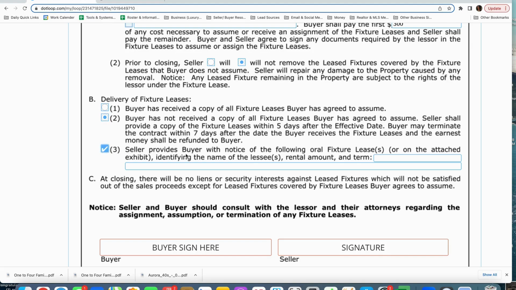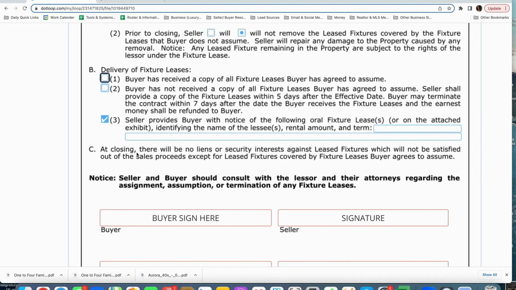Or seller provides the buyer with notice of the following verbal agreement, because there are some cases where they have verbal leases. They just changed these contracts to include verbal, so seller may have a verbal or oral agreement, or attach the exhibit. They need to have the name, the leaser's information, the amount, the terms. You write that in here. When you're in the country, sometimes I've seen it where the neighbor's leasing something to the other neighbor. It's just verbal. It's not really in writing. So that's where you'll select this and put that in here.